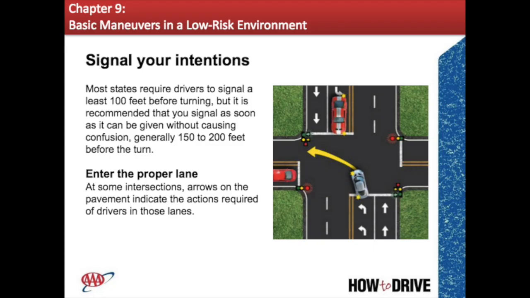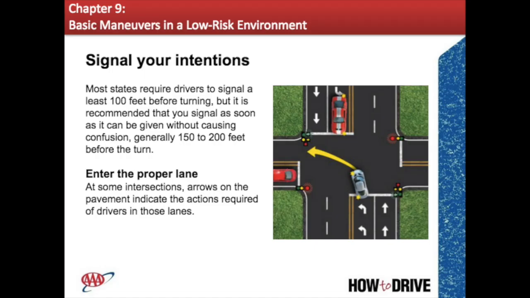Then we have signaling your intentions. Most states require drivers in urban areas to signal at least 100 feet before turning. It is recommended that you signal as soon as it can be given without causing confusion, generally 150 to 200 feet before the turn. On rural roadways, where vehicles travel at much higher speeds, signal your intention several hundred feet ahead of the turn, but be careful not to signal so early that other drivers will be confused.